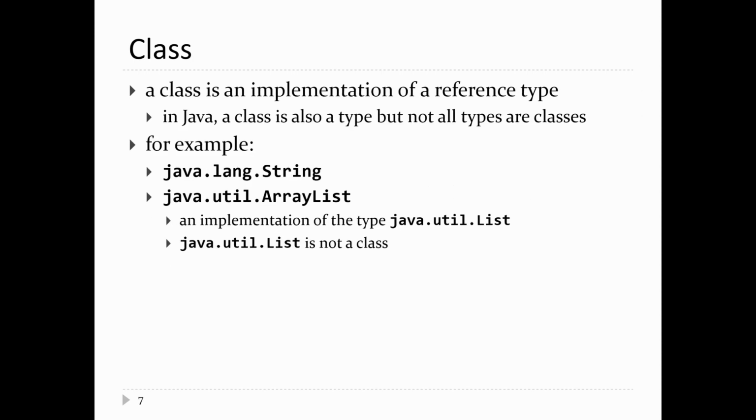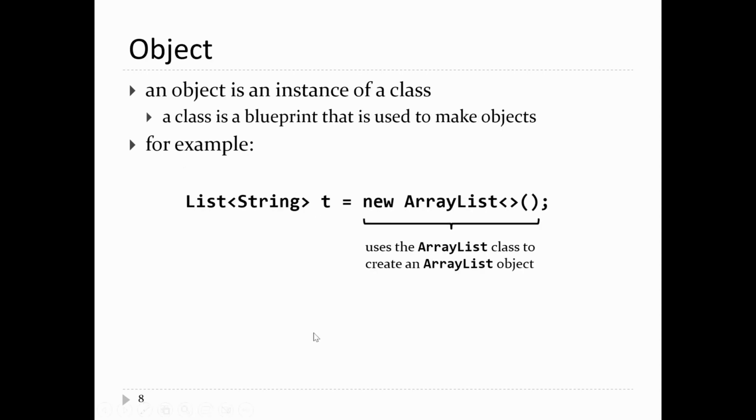So what's a class? Well, a class is just an implementation of a reference type. In other words, it's a user-defined type. For example, String is a class and it's a type. ArrayList is a class and it's also a type. Interfaces are types, they're not classes.